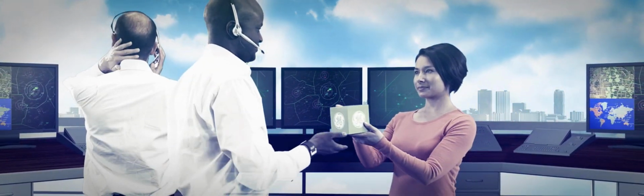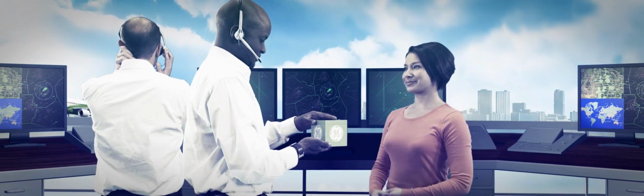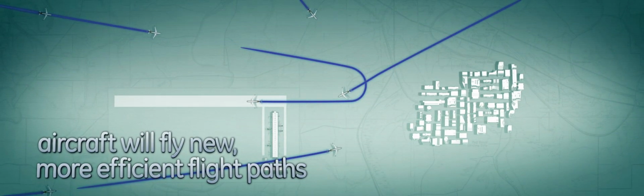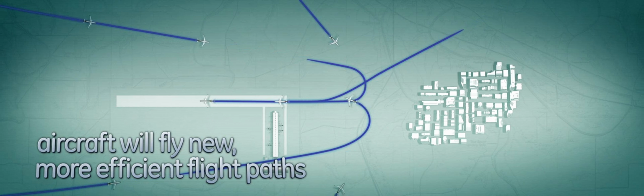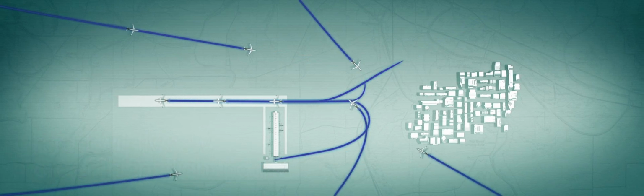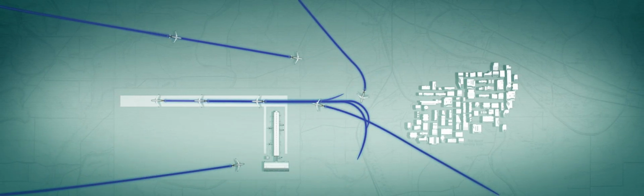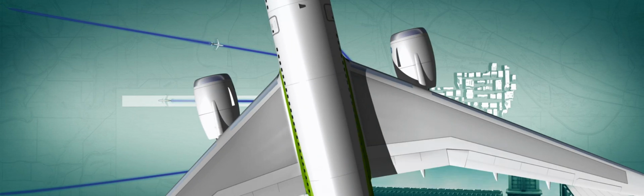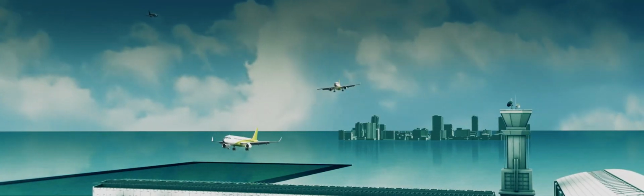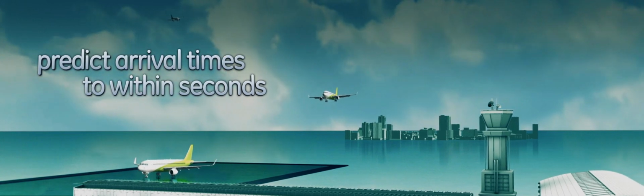GE is helping to transition to a more modern airspace. In the future, aircraft will fly new, more efficient flight paths. Factors like weather, aircraft traffic, gate conflicts, and even aircraft health will all be part of the flight plan, helping us to predict arrival times to within seconds.